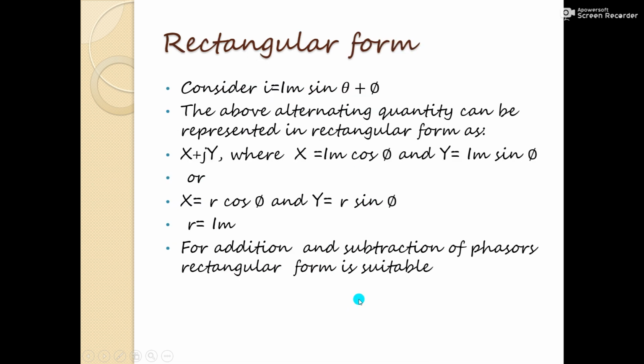Let us have a look at the rectangular form. Consider I equal to Im sin(theta plus phi). The above quantity can be represented in rectangular form as x plus jy, where x is Im cos phi and y is Im sin phi. Or it can be written as x equal to r cos phi and y equal to r sin phi, where r is equal to the maximum value of that quantity. So for addition and subtraction of phasors, the rectangular form is suitable.